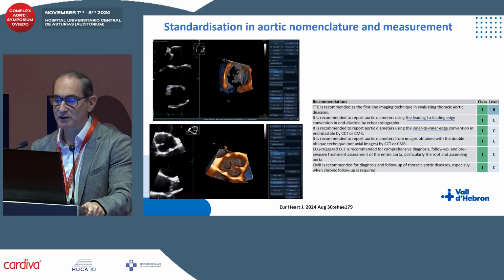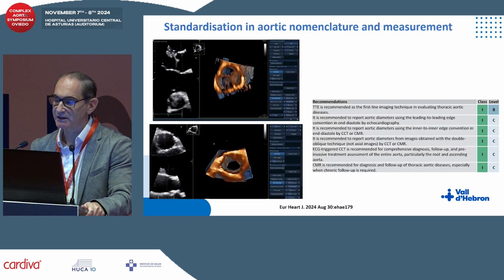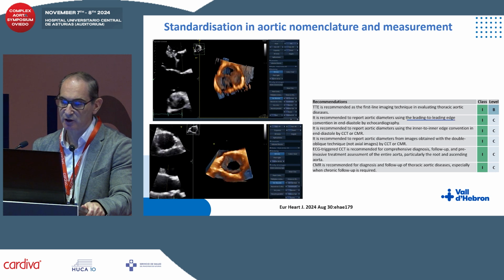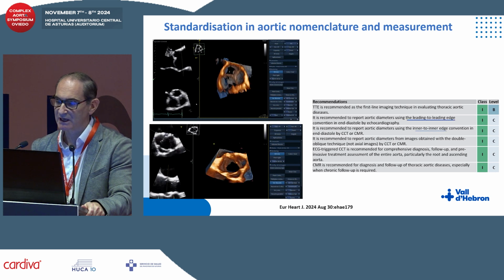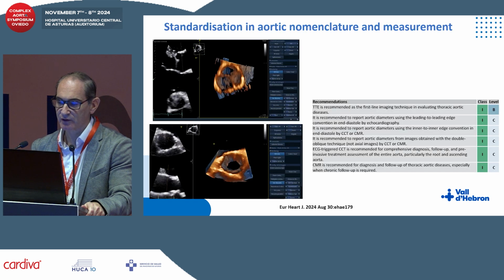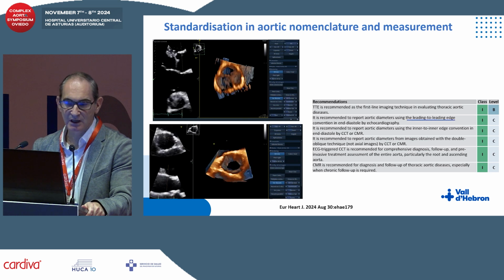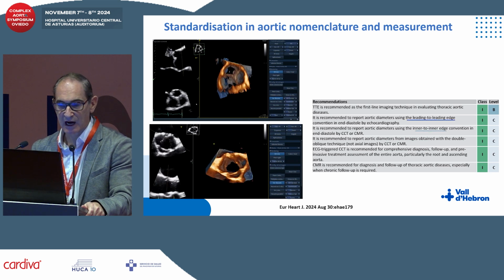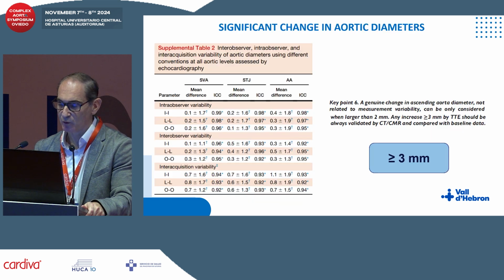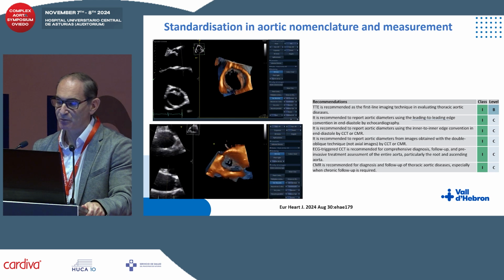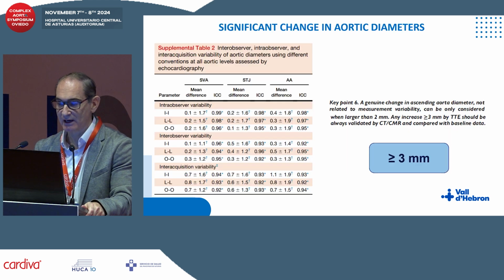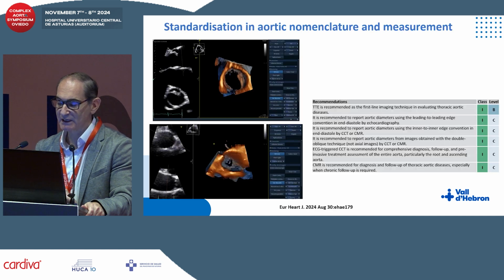So transthoracic echo is going to be the recommended first imaging modality in the evaluation of patients with aortic diseases, along with duplex ultrasound. We should use the leading edge to leading edge convention in echocardiography, the outer to outer when measuring the abdominal aorta, and the inner to inner edge when doing the measurements of the aorta by CT or CMR.